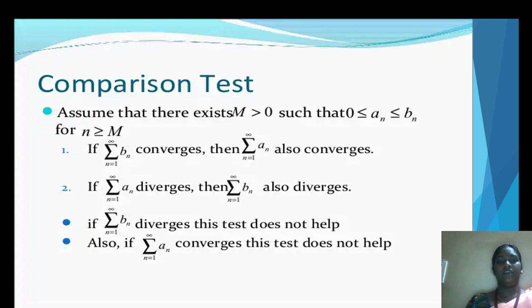Take a value m greater than 0, and two series an and bn, both greater than zero, with an less than or equal to bn for all n greater than or equal to m. If the series summation n equals 1 to infinity of bn is convergent, then summation n equals 1 to infinity of an is also convergent. If summation of an is divergent, then summation of bn is also divergent. One more point: if bn is divergent, or if summation an is convergent, then the test fails and does not help us to solve our problems.